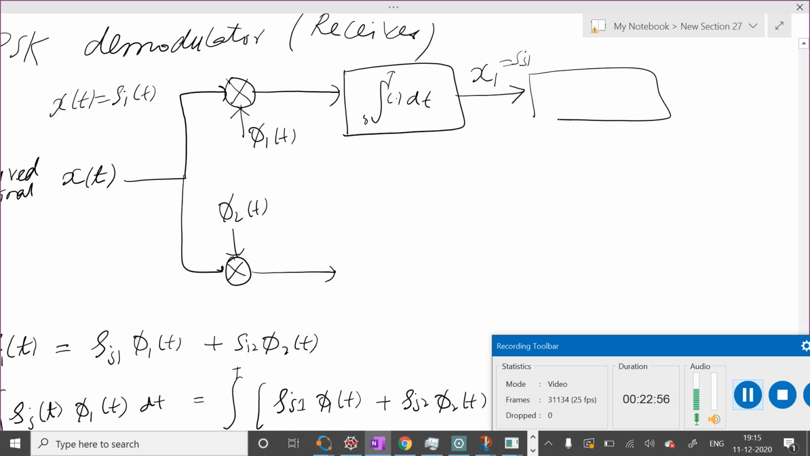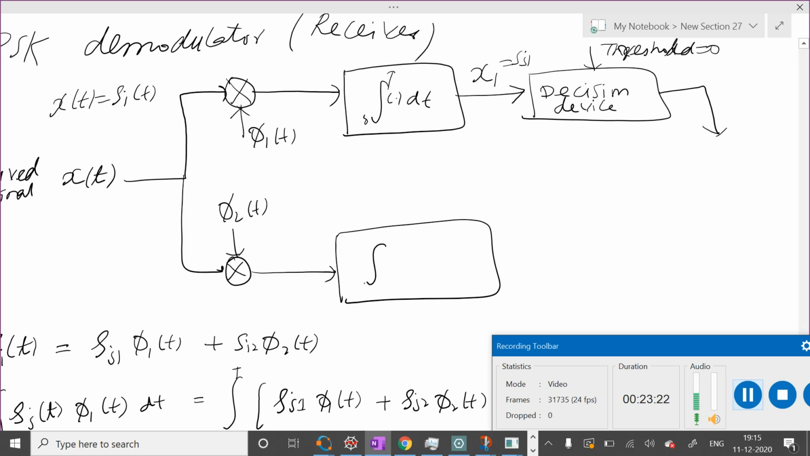So I need a decision device here, which should see the sign, compare x1 with the threshold, which is here 0, right? And the output it should give: if this bit is 1 it will emit 1, if this bit is 0, it will emit 0.